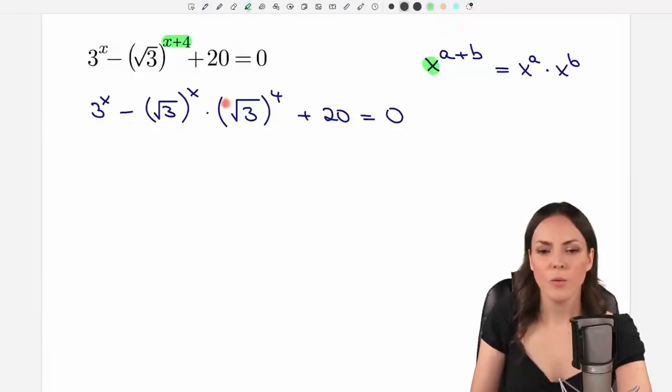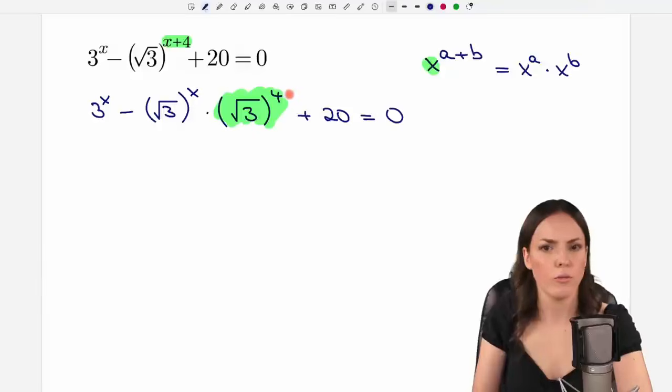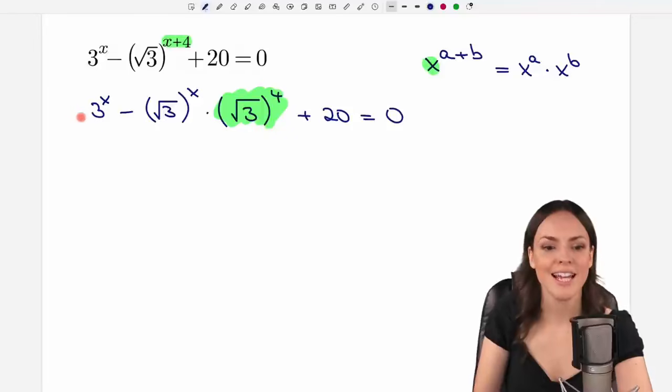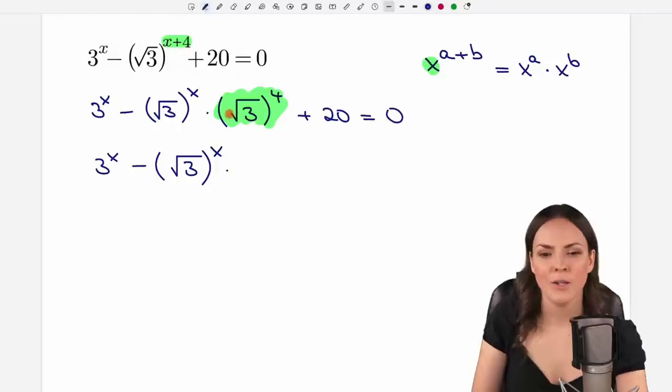Maybe now we can calculate this expression here, because we just have the square root of 3 to the power of 4. We can calculate this and write it in a nicer way than this. So we have all the things here. We have the square root of 3 and to the power of x. We can leave it like this. But now, what is this expression? We have the square root of 3 raised to the power of 4.